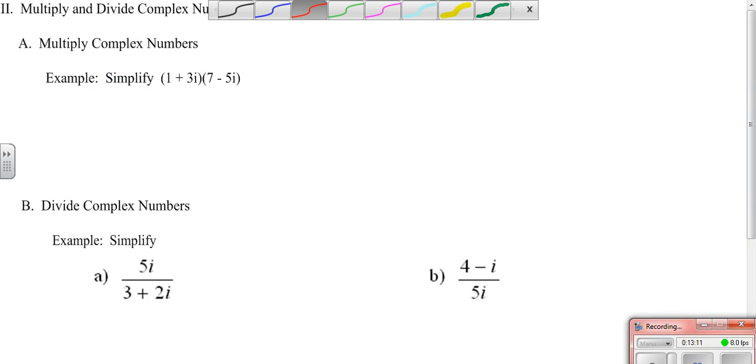Part 2 of the video will talk about how to multiply and divide complex numbers.